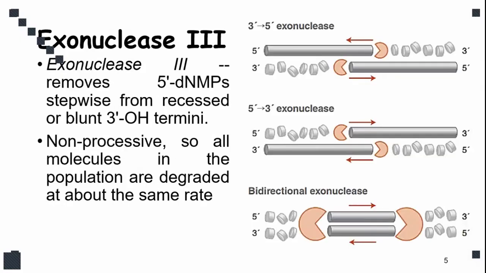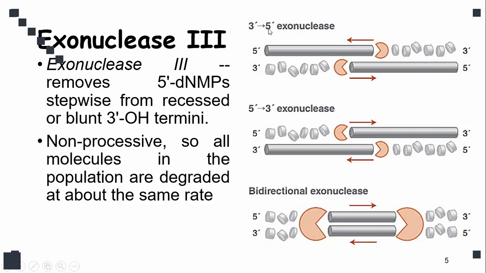So we are going to see how this actually works. Let's take the classical example of exonuclease III. What does it do? You can see it removes 5 prime dNMPs stepwise from the recessed or blunt 3 prime OH terminus. What is that supposed to mean? If you look at this diagram or cartoon, you will appreciate what this enzyme does. The enzyme will degrade the molecule from the 3 prime OH towards the 5 prime. The same thing is done in this way, and you can see it breaking the molecule piece by piece.